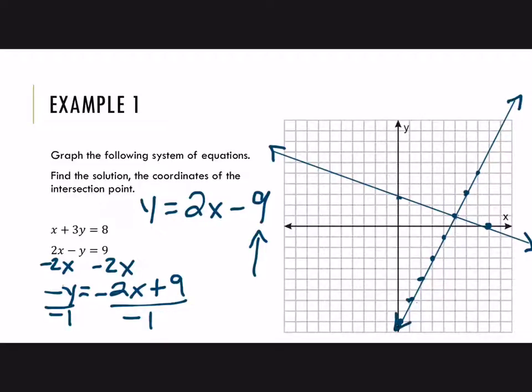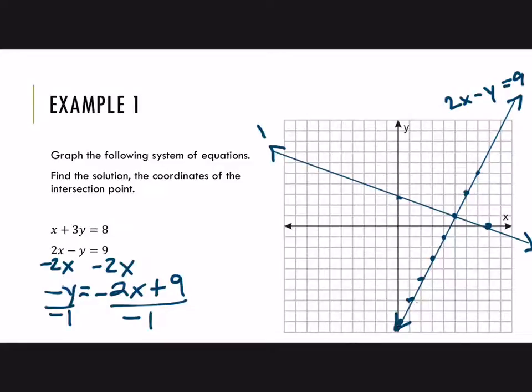Another good thing to do would be to label the equations along with each line in case you need to go back and refer to which one is which. So this one is y equals, and actually maybe I'll write the original equation. So this is 2x minus y equals 9.